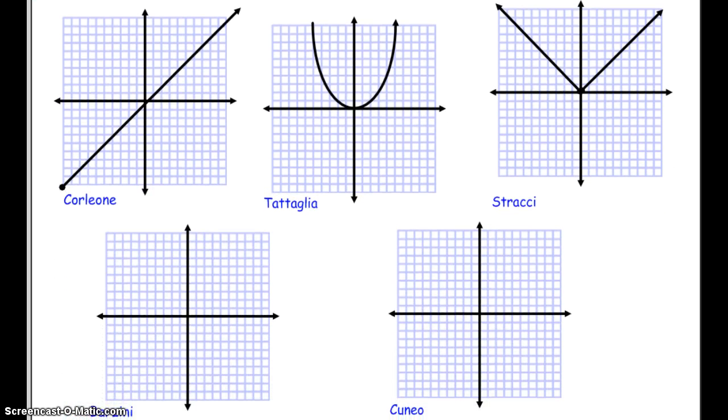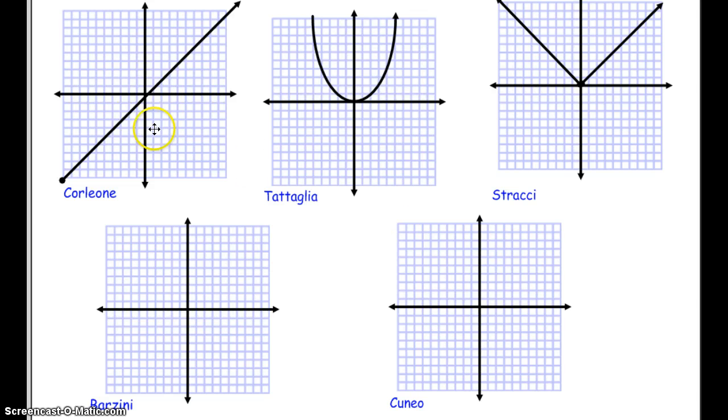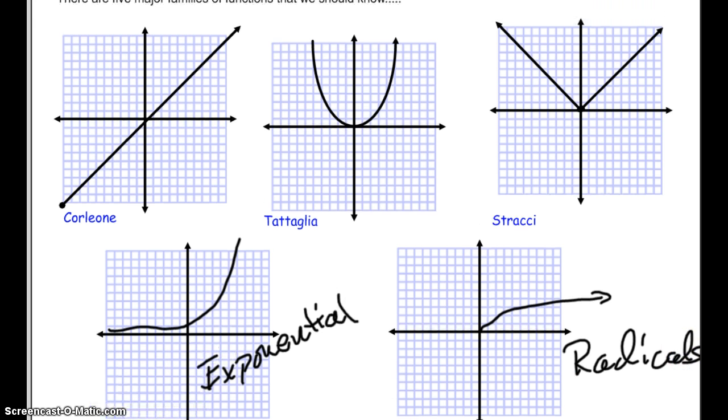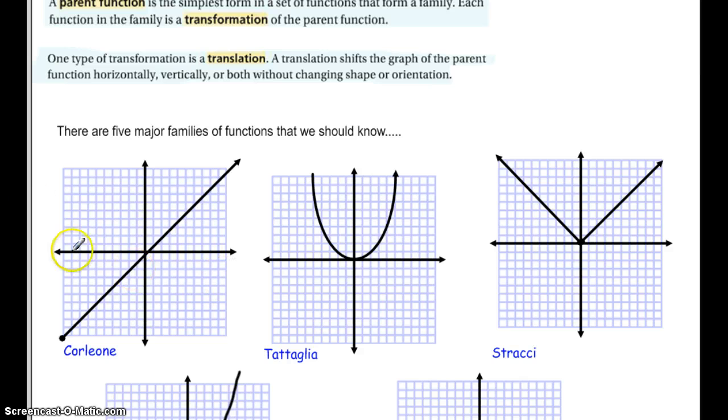All five of these are parent functions: linear, quadratic, absolute value. We're also going to have graphs that are what they call exponential. And then we're also going to have some kind of radical graph using radicals. But for all intents and purposes, we're just going to focus on these three right here.